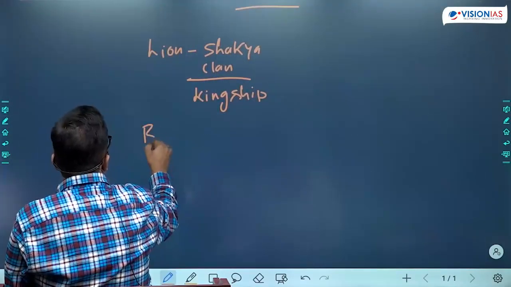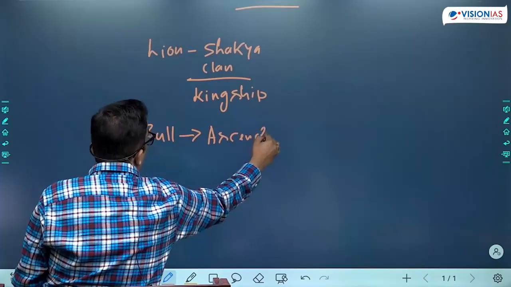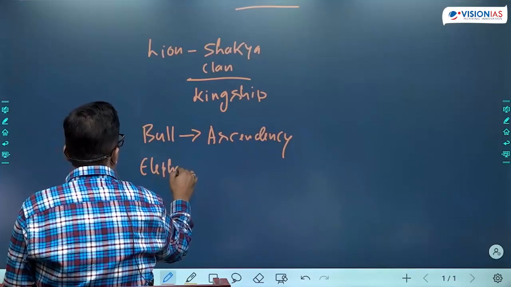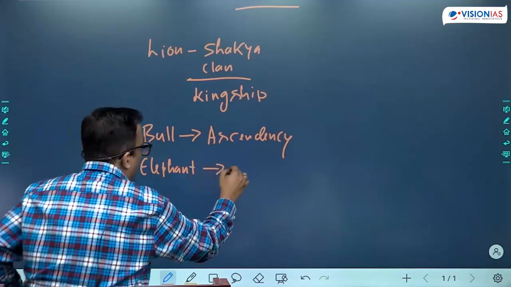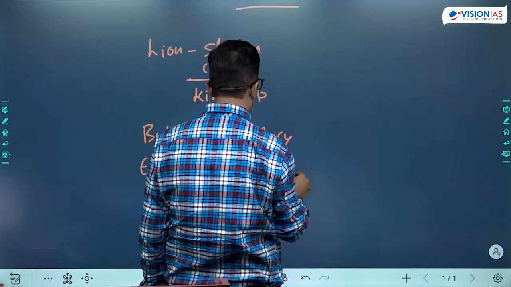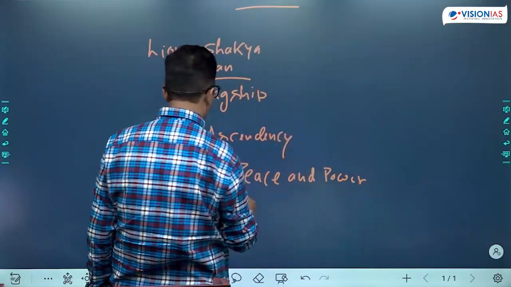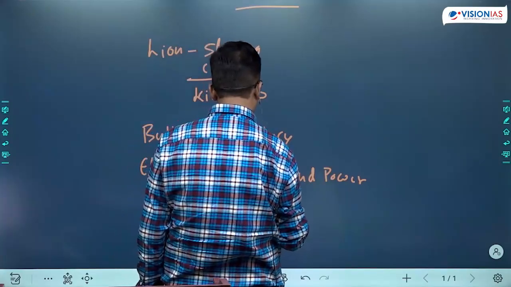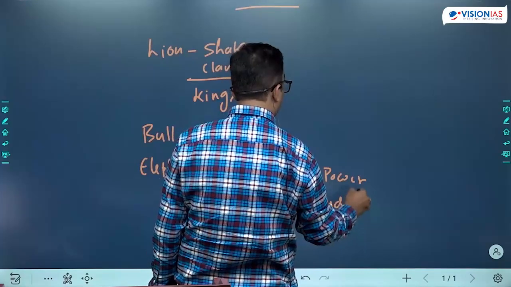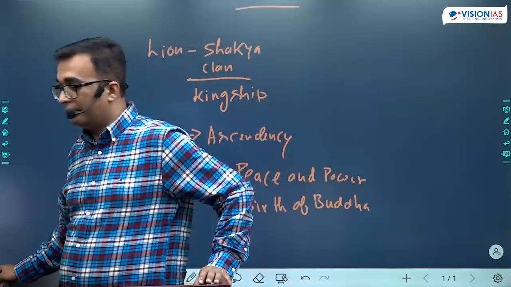Then mention bull indicates ascendancy. Bull indicates ascendancy. Elephant indicates peace and power, and it also indicates the birth of Buddha. Birth of Buddha. So peace and power and birth of Buddha.